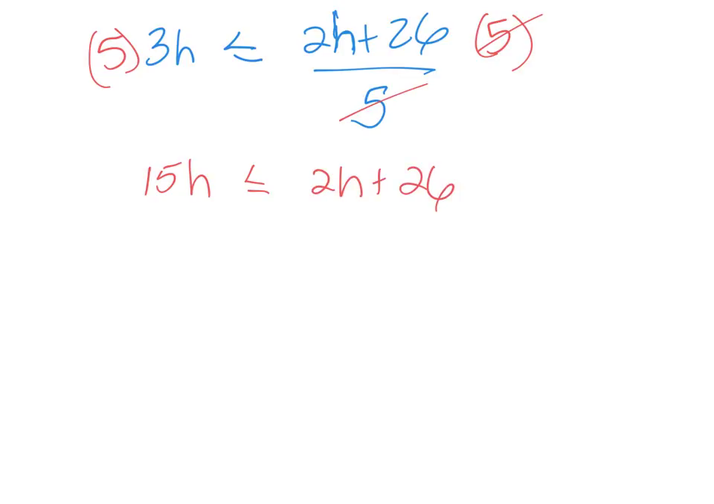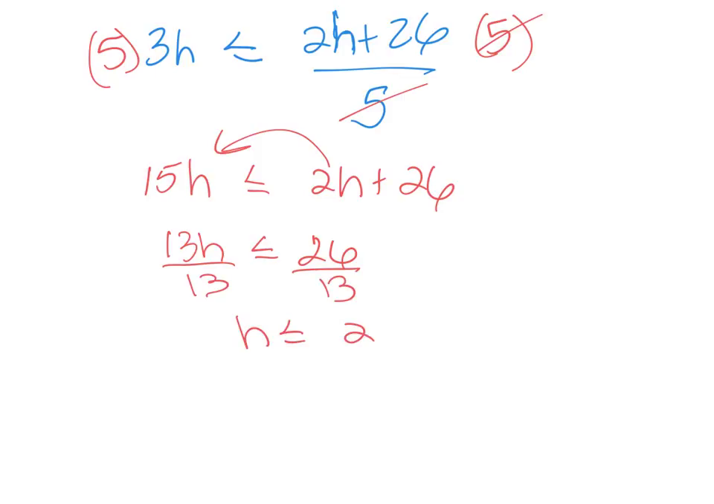Now the next thing we have to get rid of, we have to move this 2h over here. That becomes 13h, because 15 minus 2 is 13. And this thing's shaping up pretty nicely. And we divide by 13. And we get h is less than or equal to 2. We put the 2 in the middle. And it says less than or equal to sign, so that is a dot, not a donut. And the arrow goes to the left because the h is on the left side, and the arrow goes in the same direction as the less than sign.